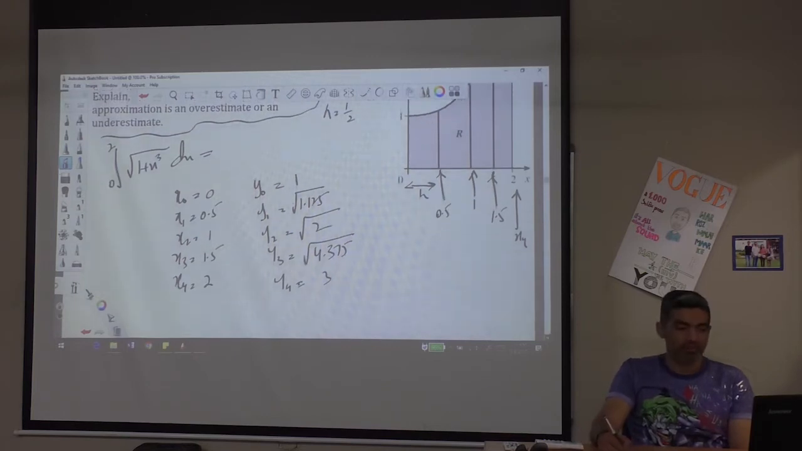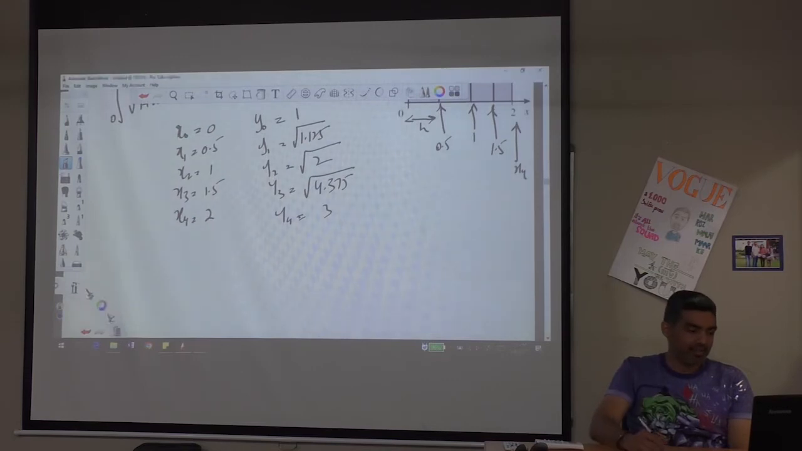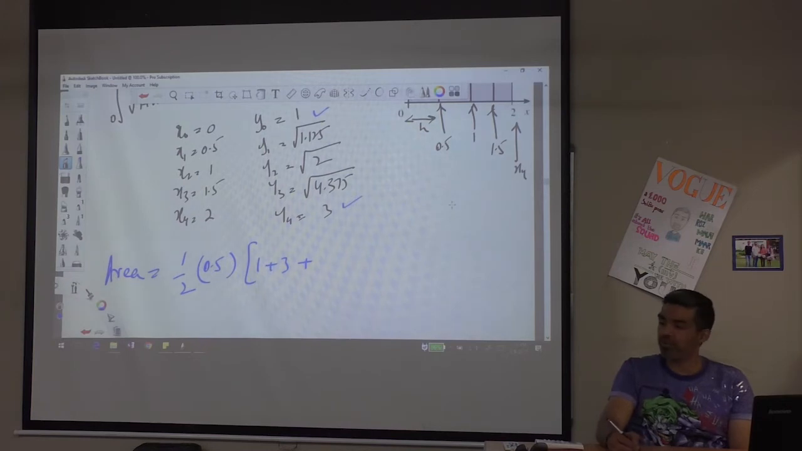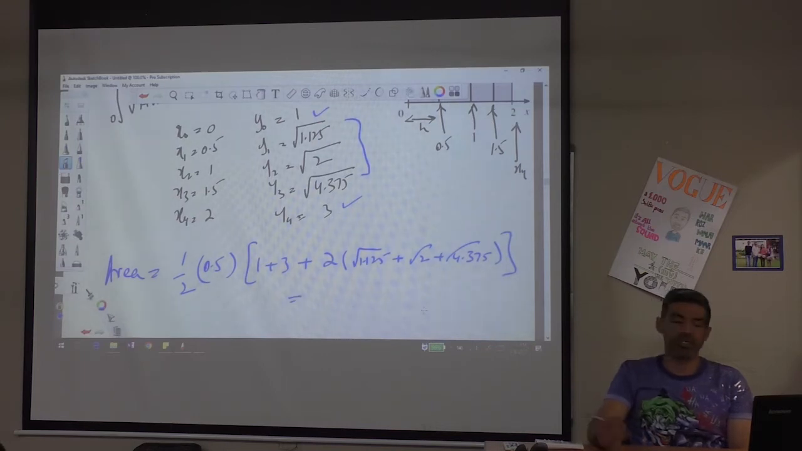Now, clearly, area is half into height, which is 0.5 into y naught plus last one, y naught plus y4 plus 2 times all the intermediate ones, plus 2 times root of 1.125 plus root of 2 plus root of 4.375. Should get your answer.